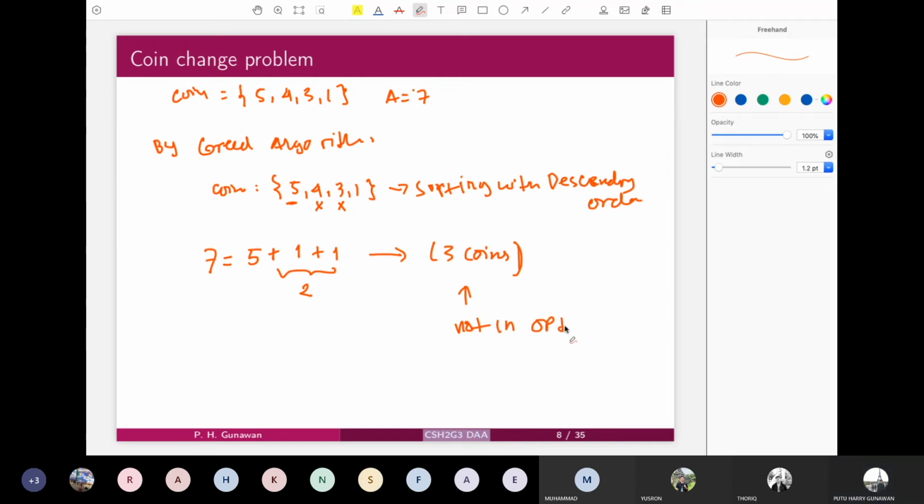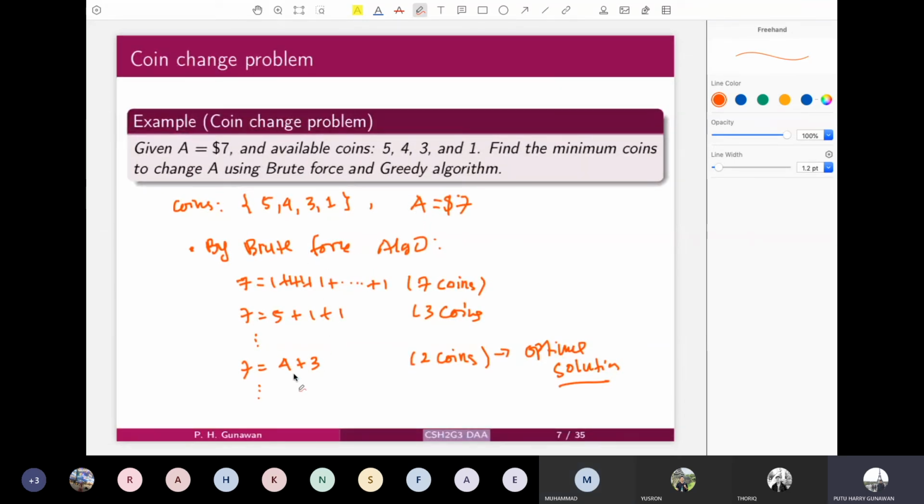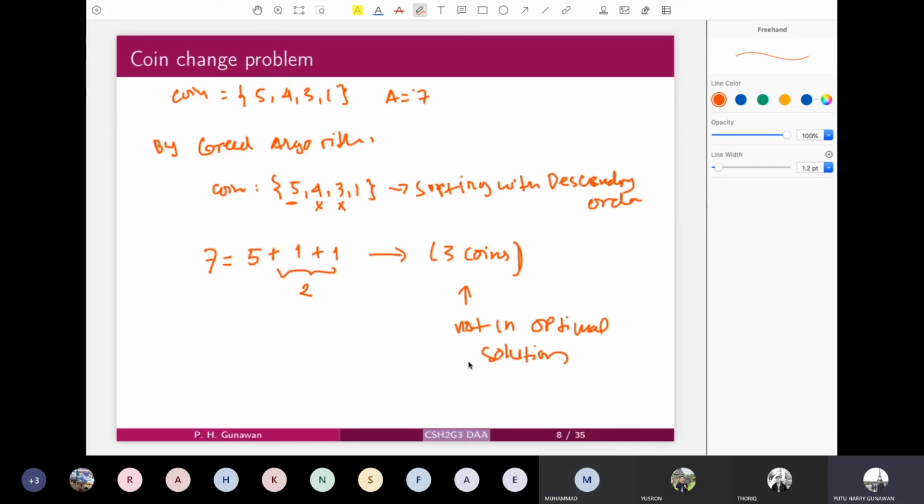So what can you conclude? Why is it not the optimal solution? Go back to this one. The optimal solution should be 4 plus 3, right? So you have 2 coins. But in this one, using the greedy algorithm, you find 3 coins, which is not the optimal solution.